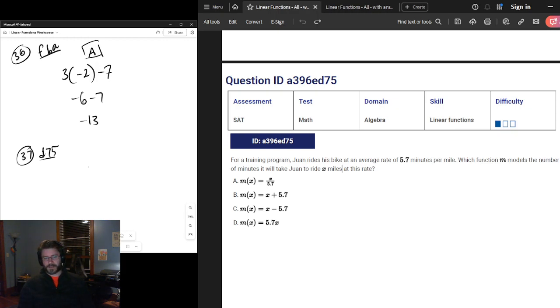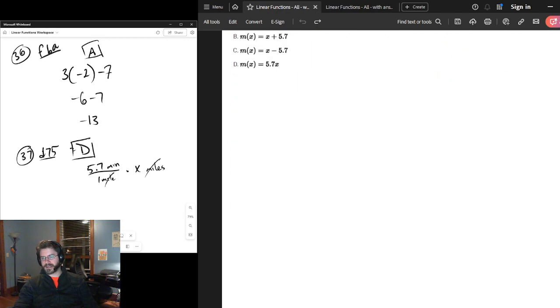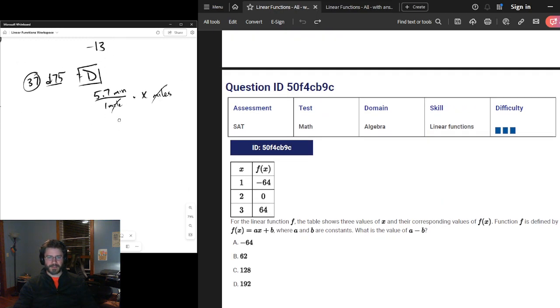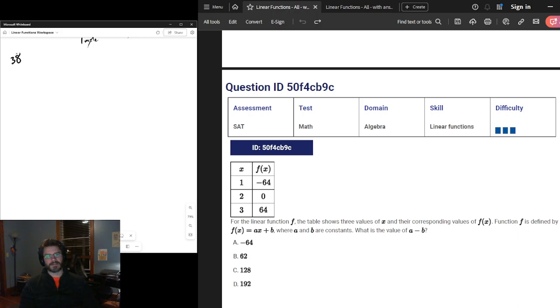So 5.7 minutes per mile for 1 mile times x miles yields minutes. So 5.7x is what we want, so that is actually going to be D. I thought they were going to try to be tricky on that and flip it over, but apparently not. It was a single pip in the difficulty indicator after all.